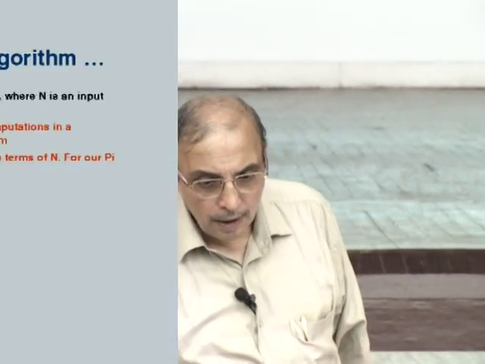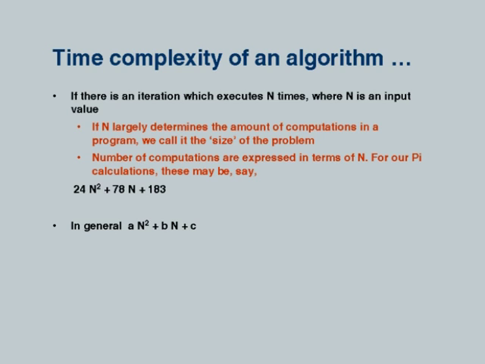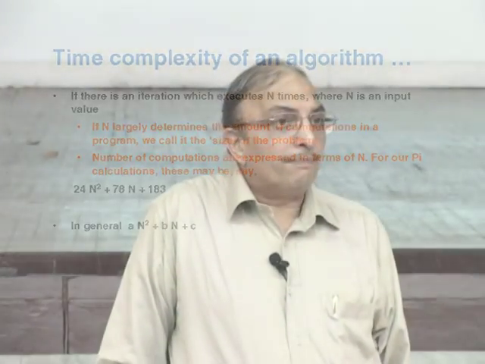However, this can be done in an algorithm which does not have iterations which are executed some n number of times, because n will be defined as an input value. You don't know it in advance. So obviously, such computations of execution time will have to be done in terms of n, which is an external variable. So if there is an iteration which executes n times, where n is an input value, you will agree then that n will largely determine the amount of computations in a program, because the iterations will be dependent on n.